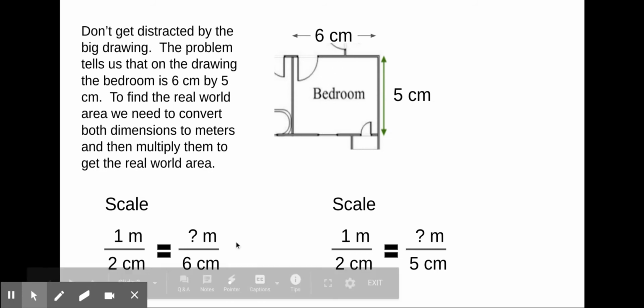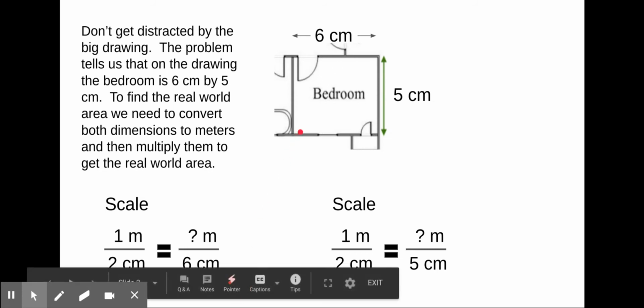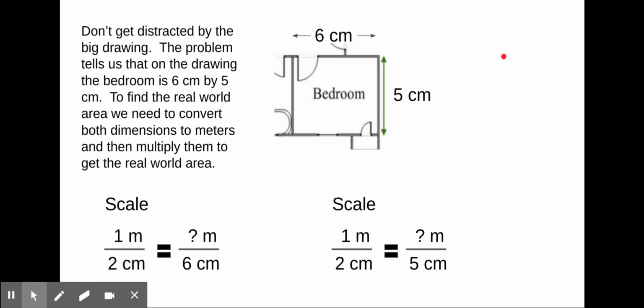Here's our drawing. Let me go get my pointer, the laser pointer. So 6 centimeters, 5 centimeters, all right, on the drawing. Now, if we look at our scale in the bottom left corner there, 1 meter equals 2 centimeters. So we got to figure out this 6 centimeters here. How big is that in meters? Because if you have a room that's 6 centimeters big, you can't fit in it. So we want to know what the real world size of that room is.